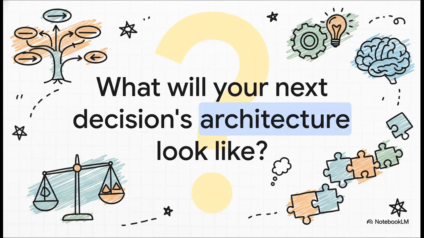So we end right where we started, but now you have a full set of blueprints. Your next decision is waiting just around the corner. So the question is, what will its architecture look like? Will it be built on a solid foundation of reason? Will it be ready for your own biases? Will it be designed not just for good outcome, but for the wisdom it's going to give you? The choice, as always, is yours.